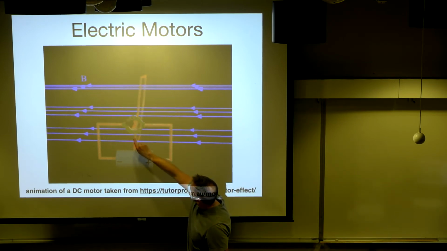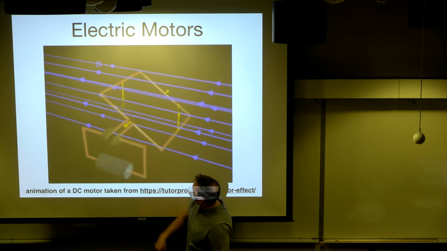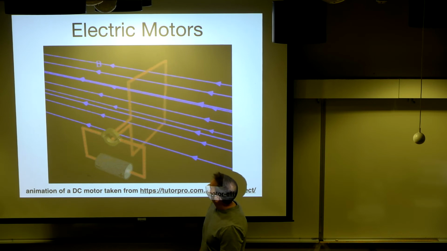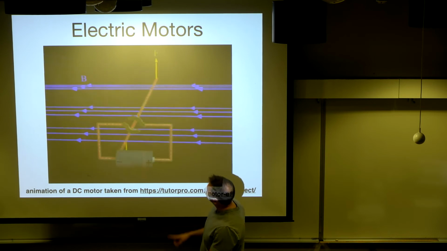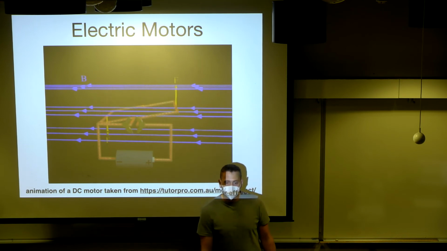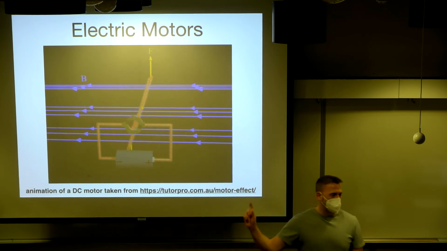It changes how we're connected to the battery so that every half turn, the current flips. And if we flip the current every half turn at the right moment, then we can get a steady torque. Any questions on what you're seeing here?